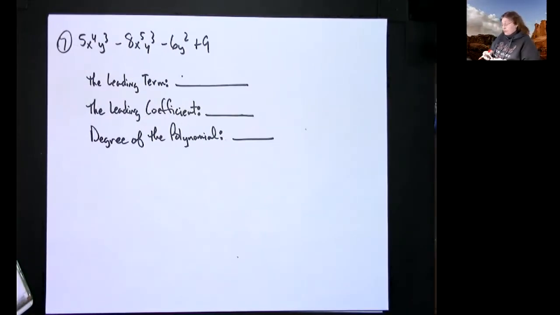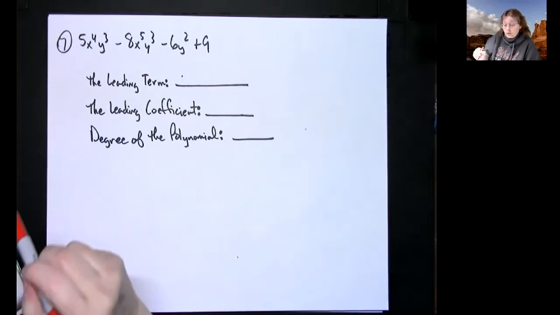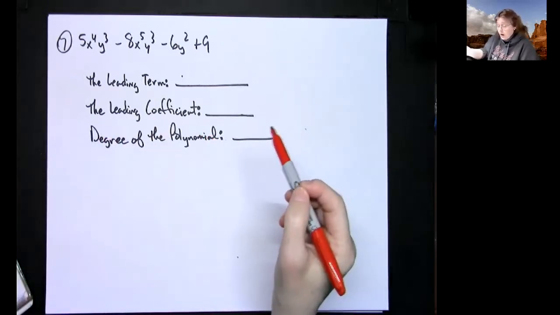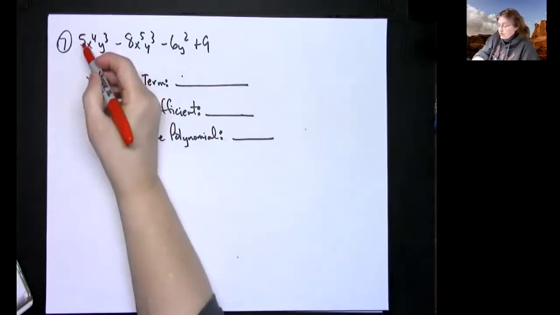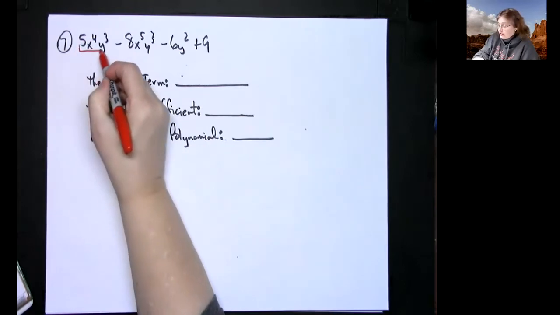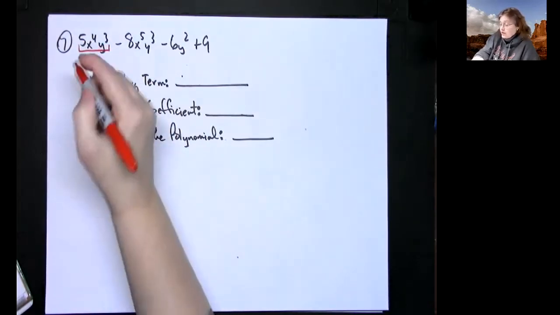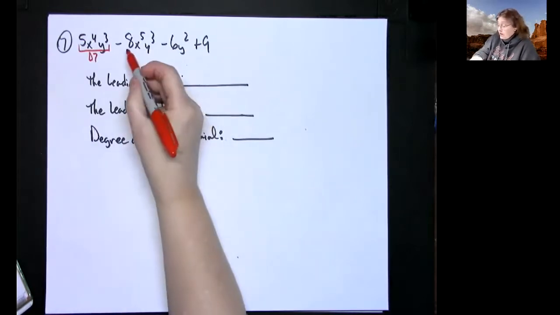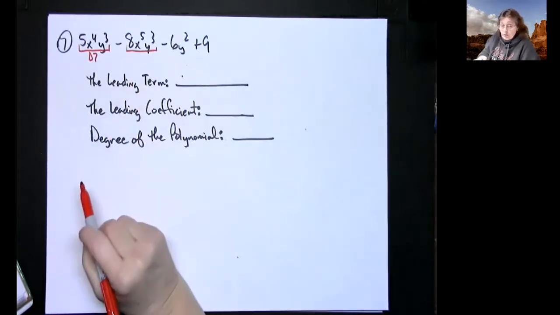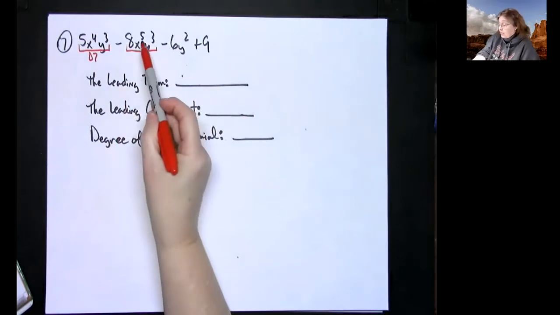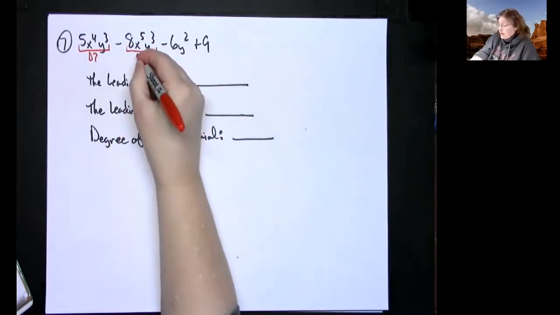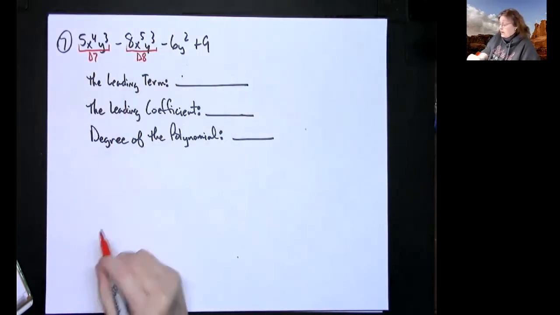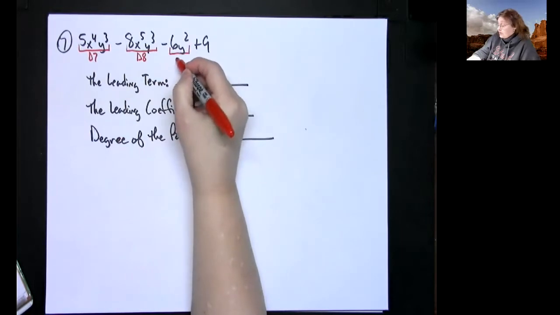Two variables. If you recall, we had to find the degree of each individual term, and we did that by adding the exponents. If I add up those exponents, I get 7. So the degree of that term is 7. When I add up the exponents in that term, 5 and 3, that gives me an 8. So there's a degree of 8. This one just has a degree of 2.